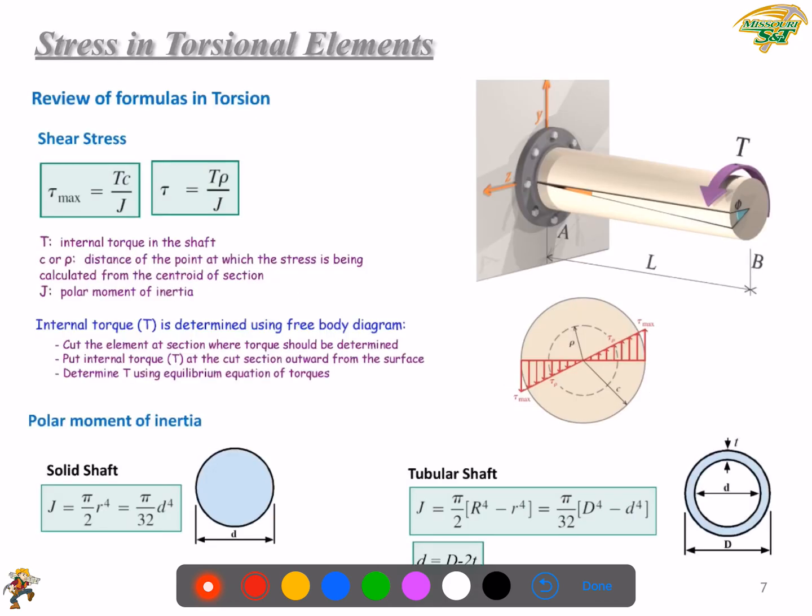Okay, here are the two equations to calculate tau max and tau at a random point. So you can see directly that tau over tau max equals rho over c, meaning that the shear stress at a point is directly proportional to the distance from the center of the torsional element. So you can easily see that at the center here, tau equals 0, and at the edge, tau equals tau max.